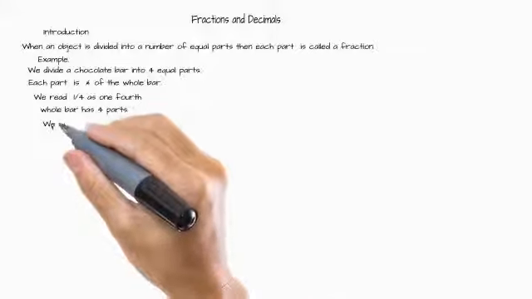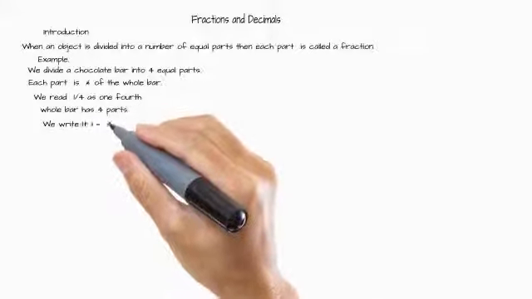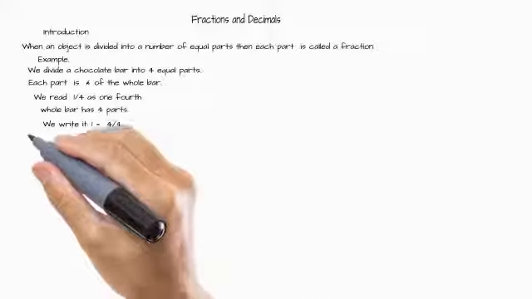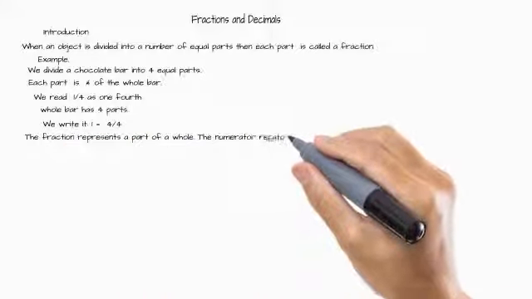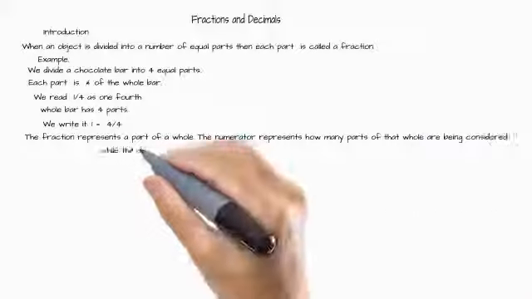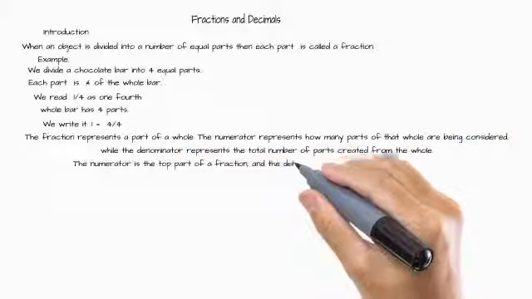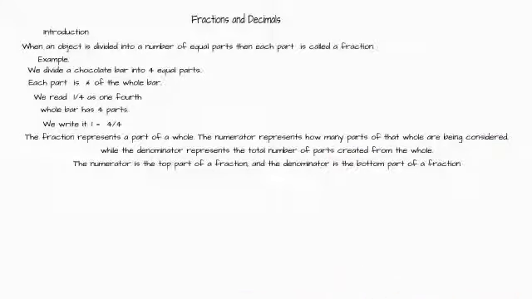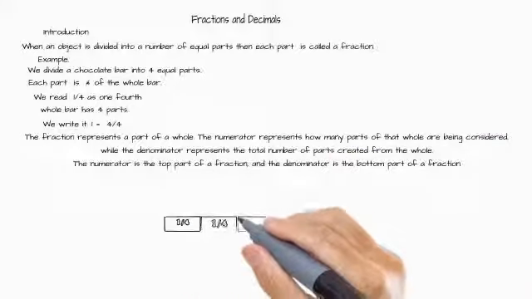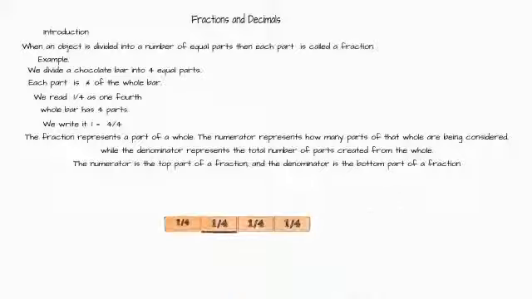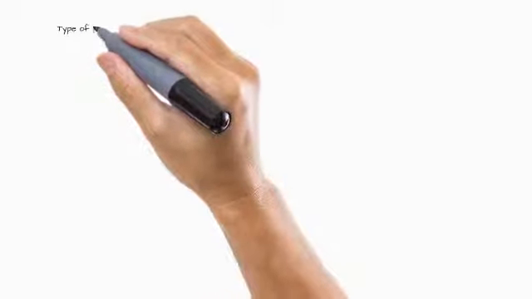A fraction represents a part of a whole. The numerator represents how many parts of that whole are being considered, while the denominator represents the total number of parts created from the whole. The numerator is the top part of a fraction, and the denominator is the bottom part. Now we know what a fraction is. Next is types of fractions.